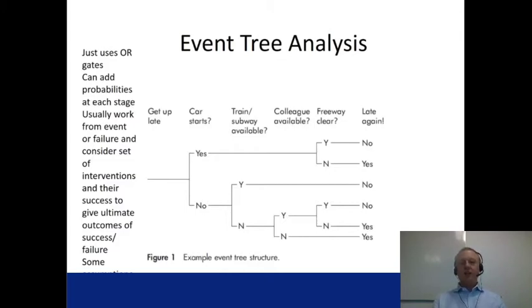You see here, it's only OR gates. There's no AND gates at work here. But again, it's quite binary. And again, you can add probabilities to each stage. To some extent, this sort of thing doesn't cover stuff with gradually increasing variables. It's all quite binary.